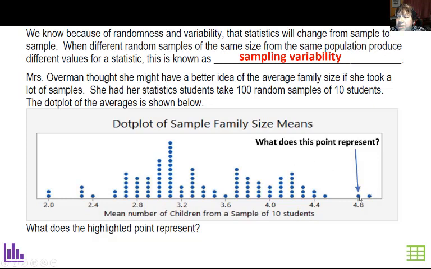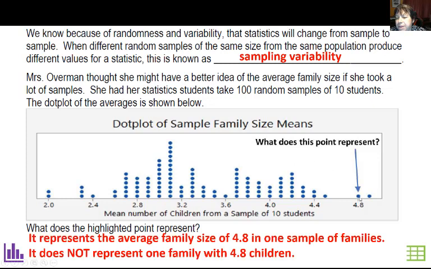So what does that point represent? It represents the average family size of 4.8 in one sample, really of 10 families. All right. It does not represent one family with 4.8 children. It's just the average of the 10 families.